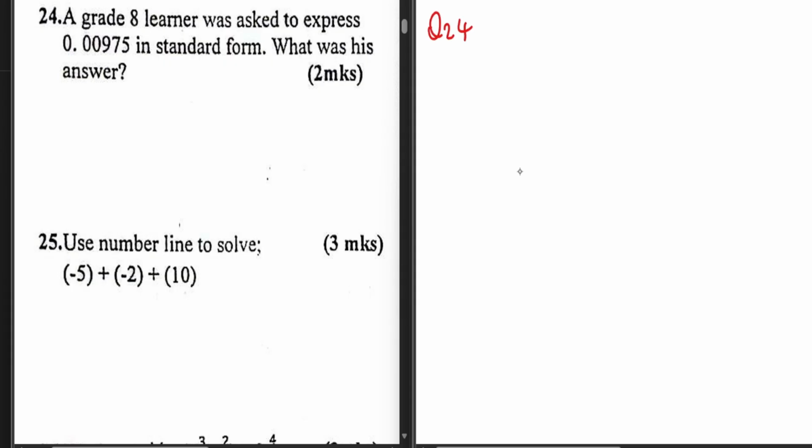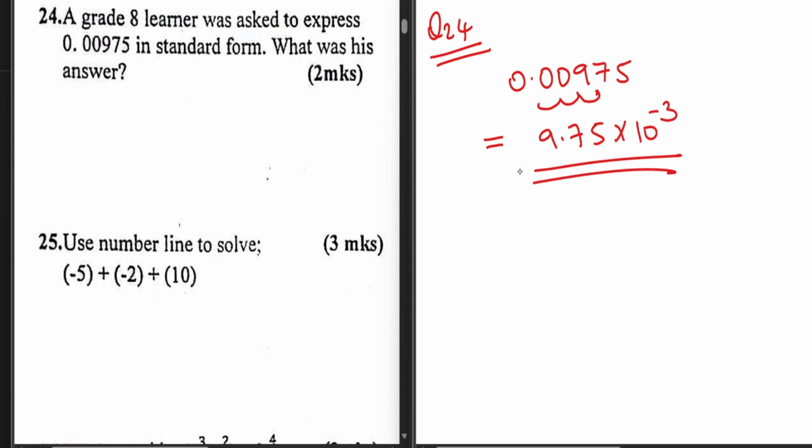Question 24. A grade 8 learner was asked to express 0.00975 in standard form. So what was his answer? So this should be written as 9.75 times 10, because your decimal is here. You're going to write it going behind. So 1, 2, 3, power negative 3. Why is it 2 marks? But all in all, 9.75 times 10 to the power of negative 3.